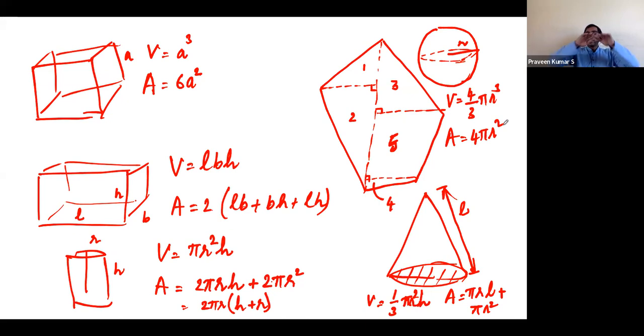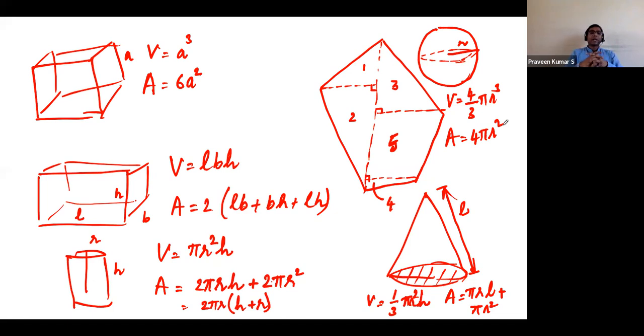What will be the area? Area of the curved surface will be 2 pi r square. And then when you're cutting it, there's also a circle which is formed, right? So you'll have to add that also. So then it will become 3 pi r square.